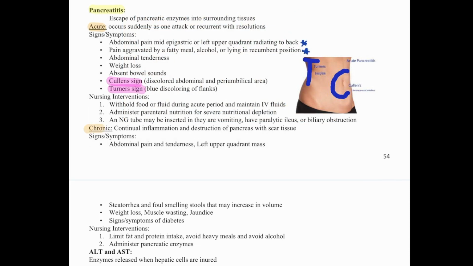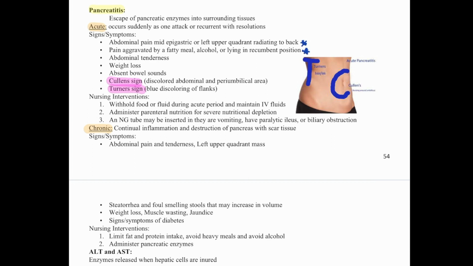Then we have chronic. This is a continual inflammation and destruction of the pancreas with scar tissue. Signs and symptoms are abdominal pain and tenderness, and a left upper quadrant mass. They may have steatorrhea and foul-smelling stools that may increase in volume. We may see weight loss, muscle wasting, and jaundice. And we may see signs and symptoms of diabetes.